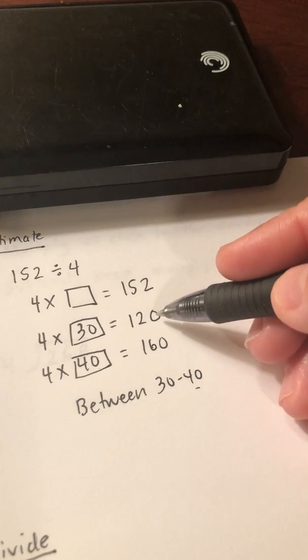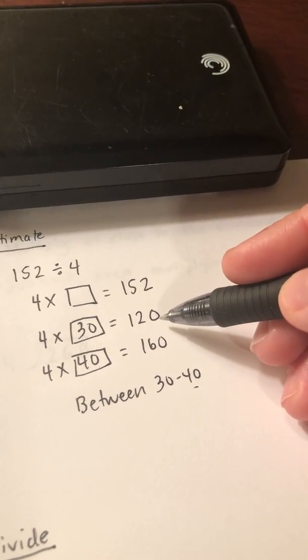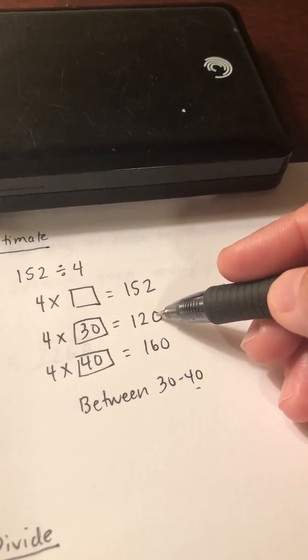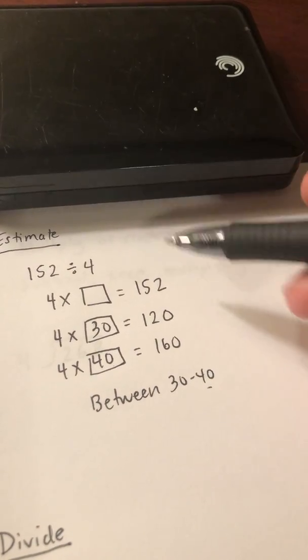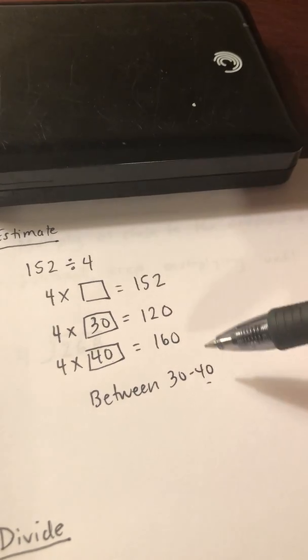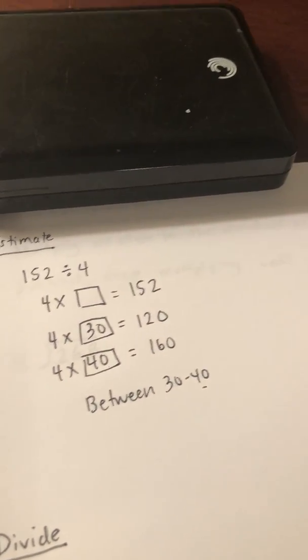Very important that students don't think this is the answer. This is the answer you get when you multiply, but we're looking at division, so we're looking at this smaller number as we work backwards with multiplication. So my answer to 152 divided by 4 is going to be somewhat close to 40.